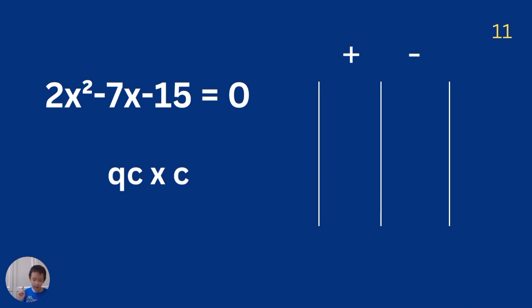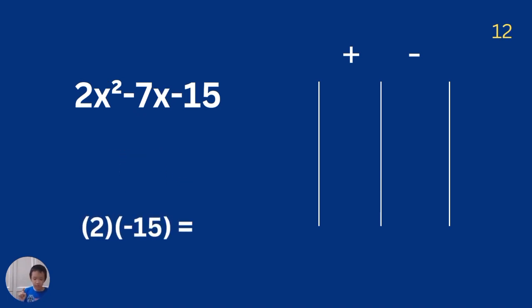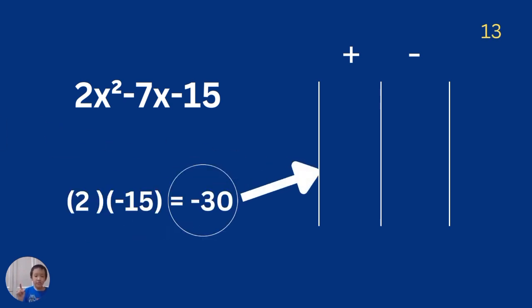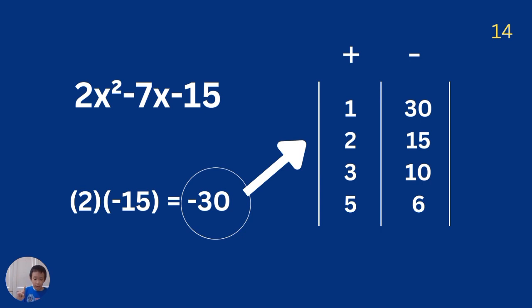Factoring any quadratic equation will start from timesing the constant with the quadratic coefficient, which in this case is minus 15 times 2 equals minus 30. Then we will start factoring the minus 30 out and put all the possible pairs in the factoring columns. Do not forget that we put the bigger factor number of each pair on the negative side.